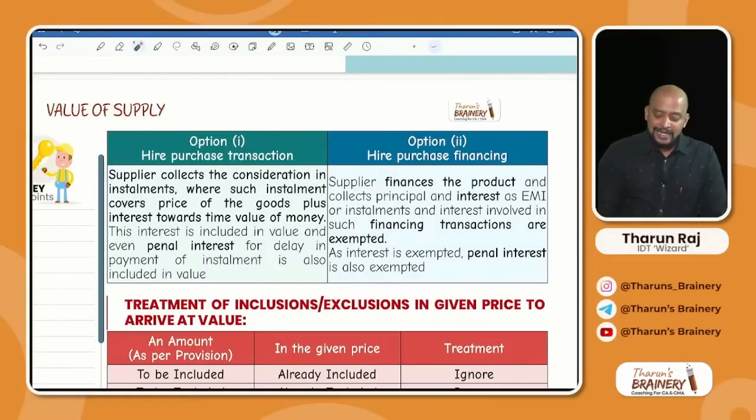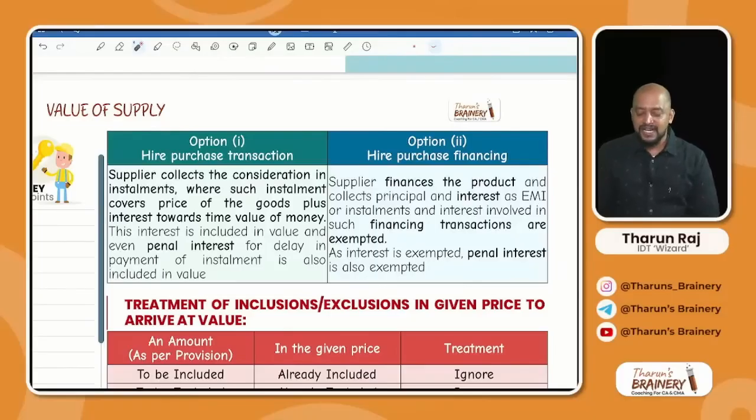You can see here, the supplier collects the consideration in installments, where such installments cover the price of the goods plus interest towards time value of money. This interest is included in the value, and even penal interest for delay in payment of installment is also included in value. Then hire purchase financing.